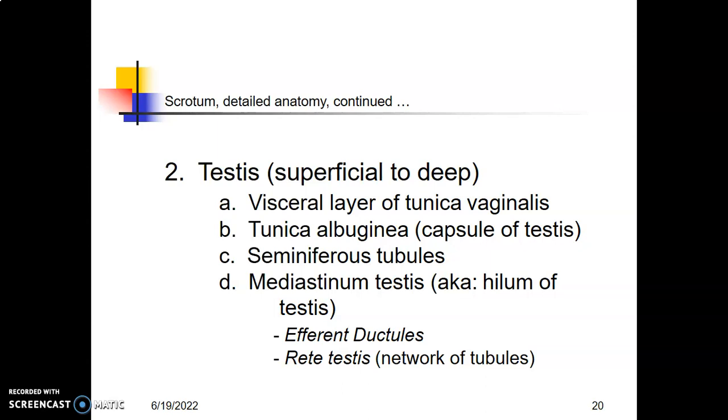And this capsule and septa will divide it into various lobules, and each lobule contains seminiferous tubules with sperm at different stages of maturation as well as Sertoli cells. The interstitial or connective tissue portions contain interstitial cells of Leydig that produce testosterone.